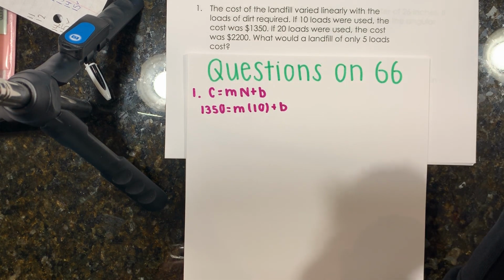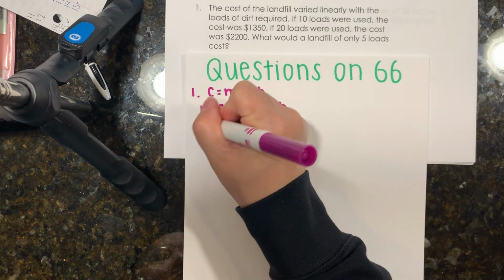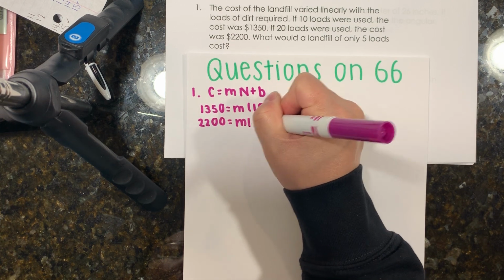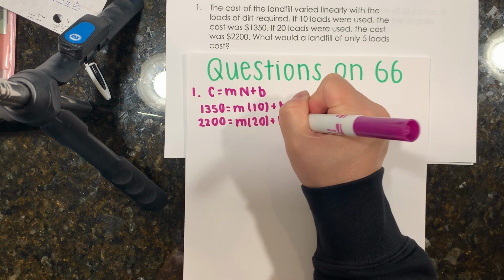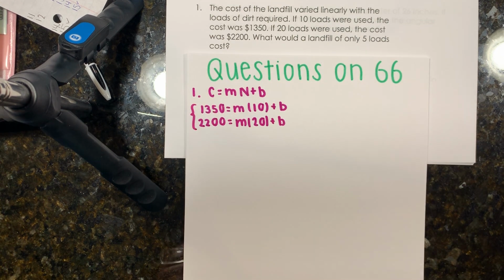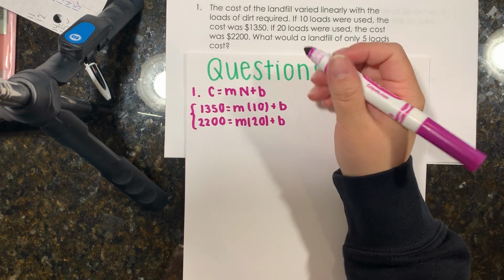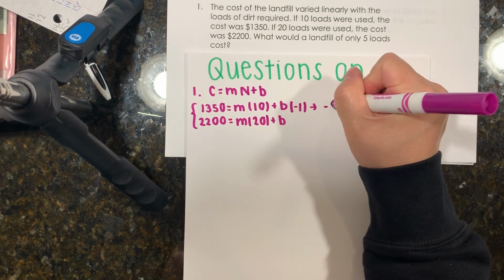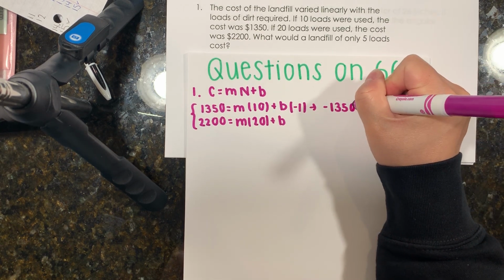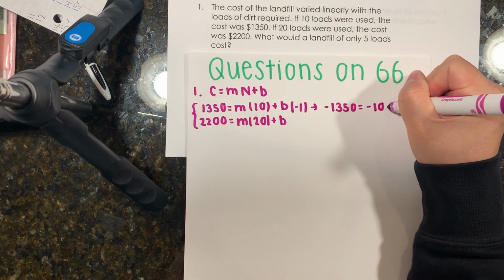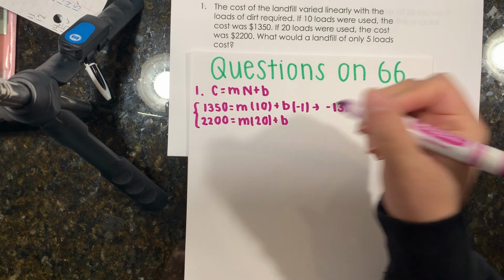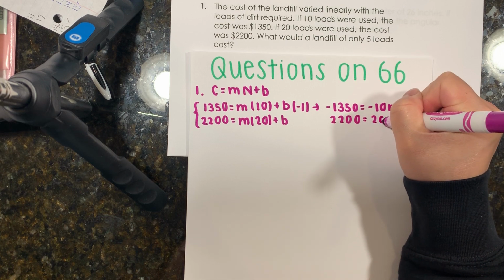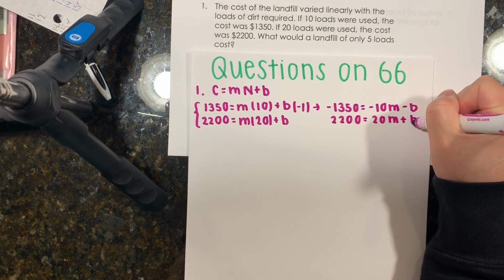My second equation is if 20 loads were used, the cost was $2,200. So that would be $2,200 equals M times 20 loads plus B. So those are both equations of a line, and now we're going to solve for M first. So I'm going to start by multiplying this top equation by -1 so I can eliminate B. So that'll be $13.50 equals -10M minus B. My bottom equation is going to be 2,200 equals 20M plus B.